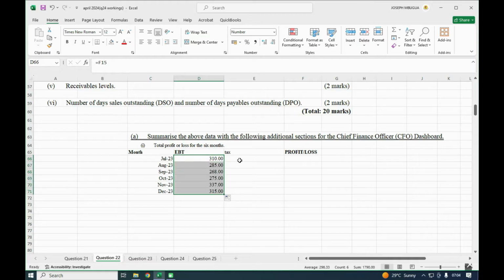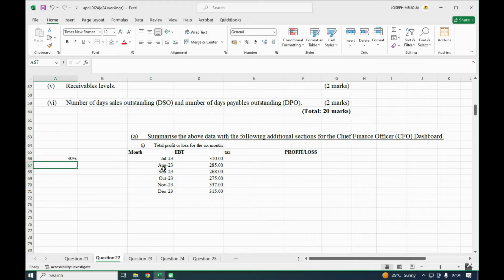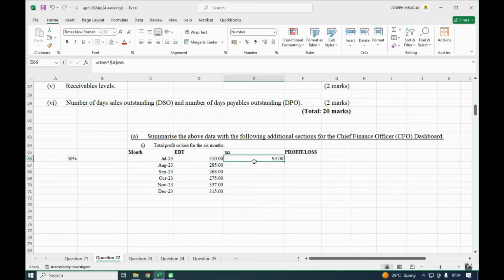That way, our tax, I will tax it at 30%. That's an assumption because you have not been given. Remember, when you need the profit, this is earnings before tax, so this one is not the profit. The profit is after tax. So I will take this value by 30% that I have assumed as my tax rate, and I will lock the 30%. You'll get that as your tax.